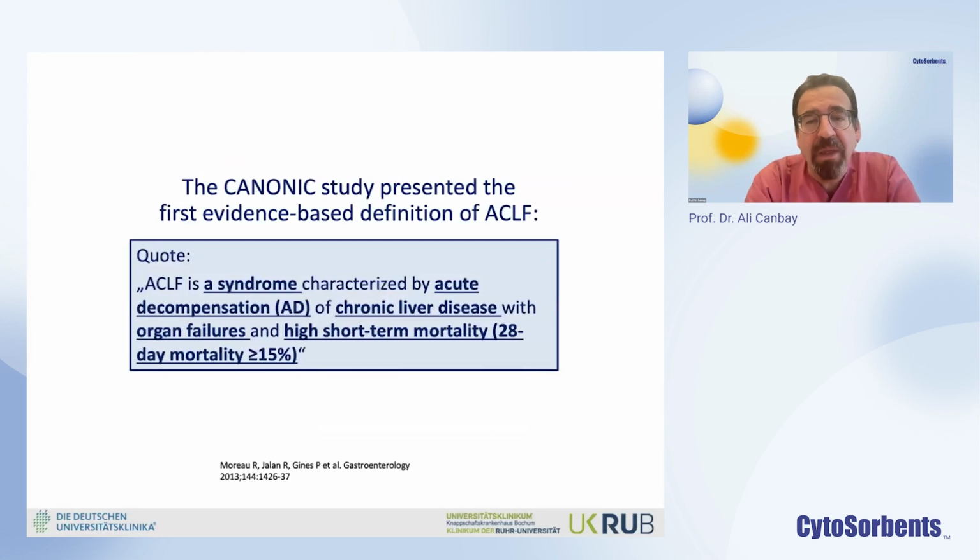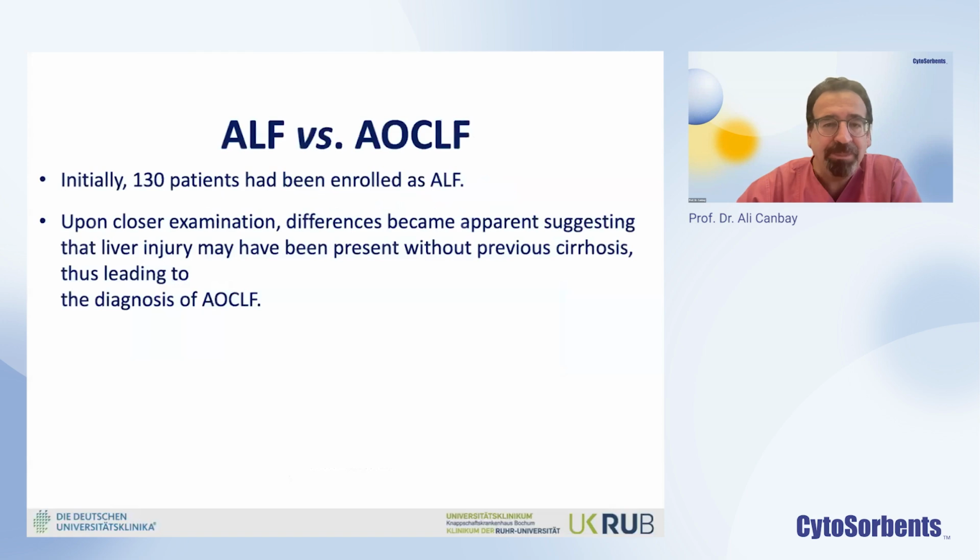The CANONIC study presented the first evidence on ACLF, which actually means acute on cirrhosis liver failure. It's a syndrome characterized by acute decompensation of a chronic liver disease. It means chronic cirrhosis with organ failures and high short-term mortality, 28-day mortality about 15%. So we published a paper recently. We looked at patients with acute liver failure versus acute on chronic liver failure based on our definition in Germany.